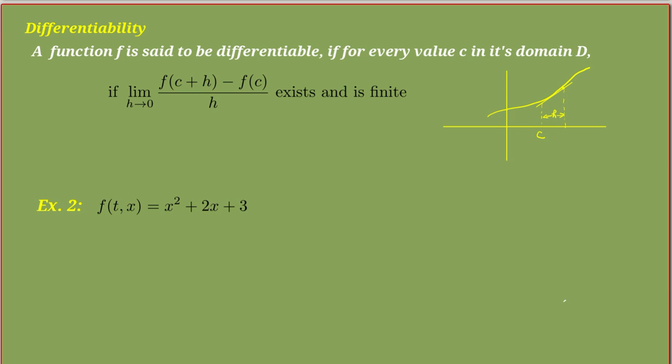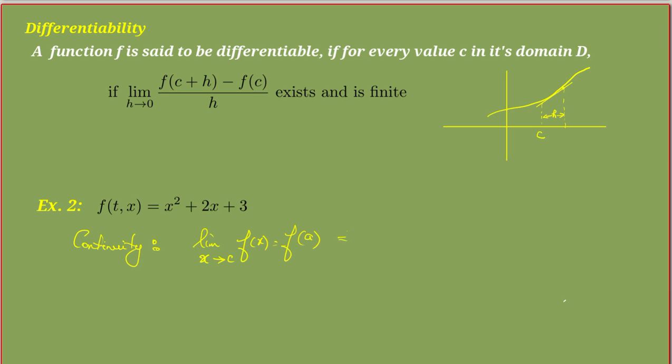So we will see some examples for differentiability and also for continuity, so that we will get a better intuition into continuity and differentiability. So what about this function f of t comma x, whether it is continuous or not? For that, let us see. For continuity, what was the definition here? The limit as x tends to C of f of x should be equal to f of C in both directions, right?